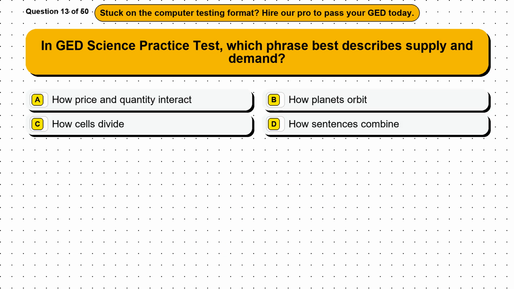Question 13. In GED Science Practice Test, which phrase best describes supply and demand? Option A. How price and quantity interact. Option B. How planets orbit. Option C. How cells divide. Option D. How sentences combine.